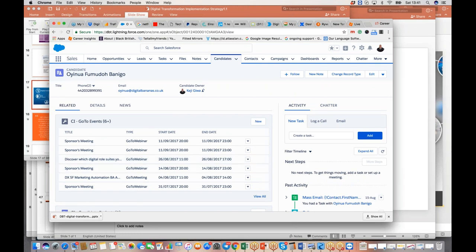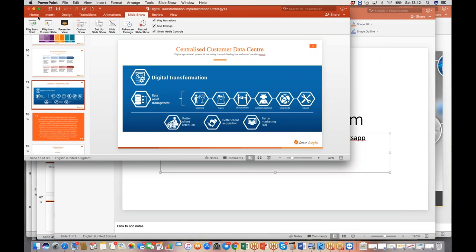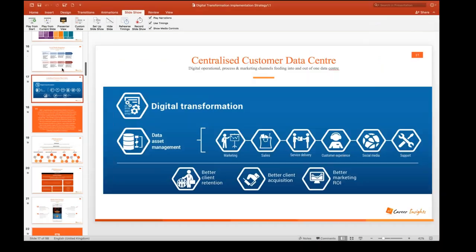So this is test data, by the way, just to let you know. I can obviously show you real customer data at this point in time. But this is on Salesforce CRM. So this is our customer relationship management system. That's a cloud-based Salesforce Cloud. Okay, so now carrying on.